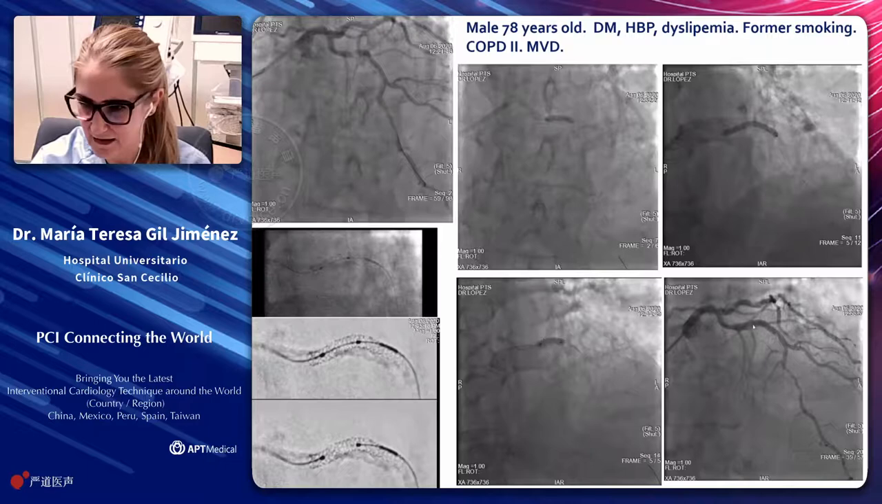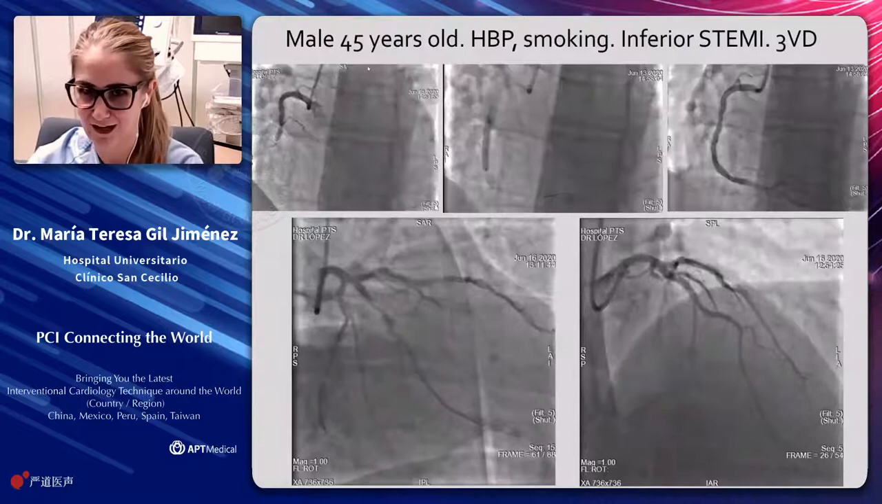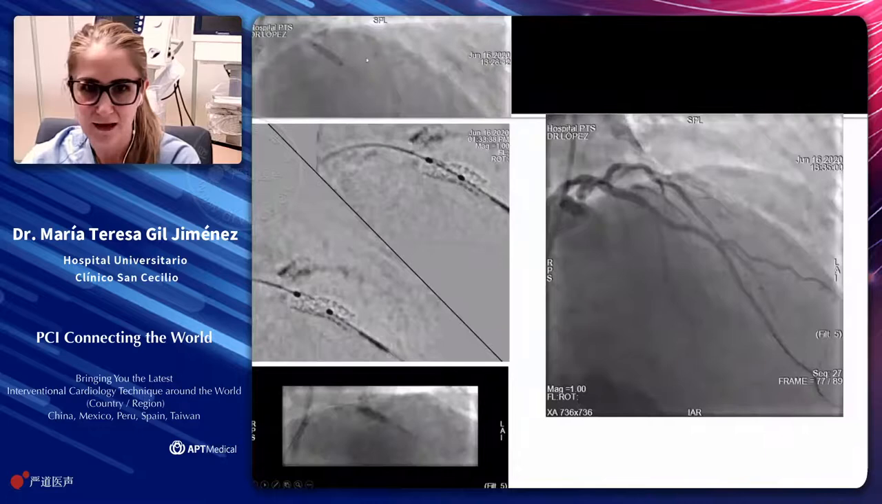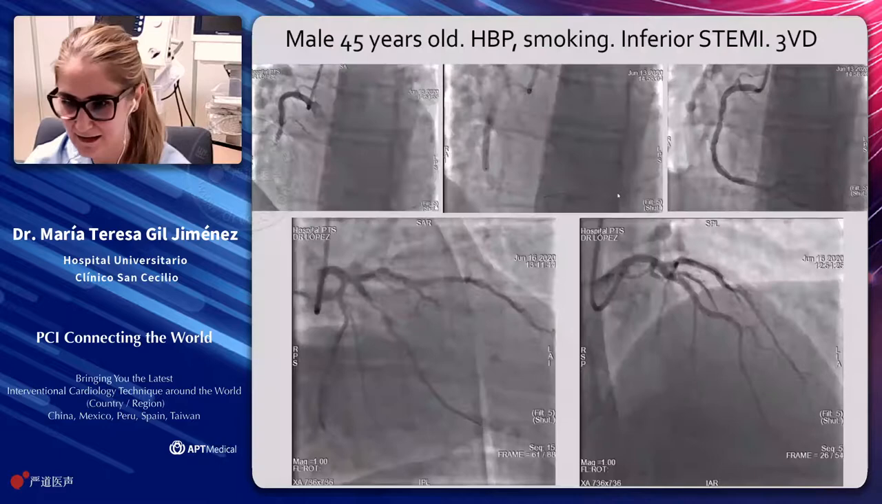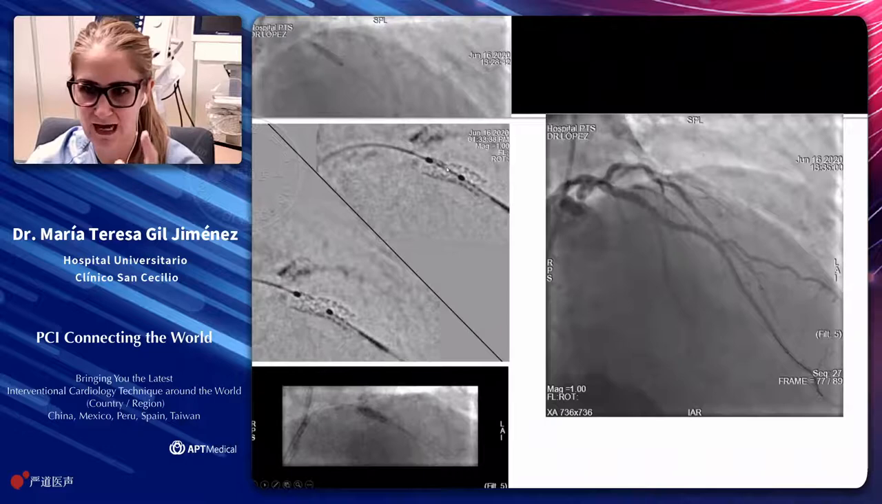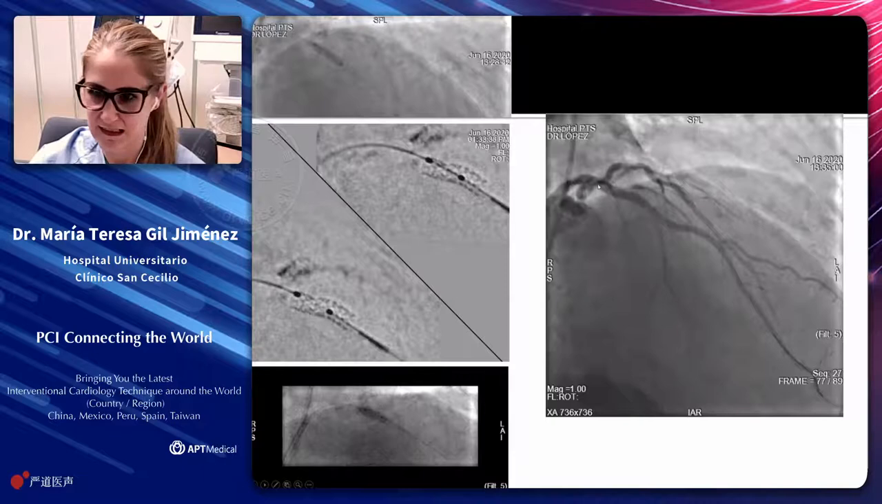And this is very similar: 48 years old, the right coronary artery in the acute STEMI and a severely calcified lesion in the proximal LAD. We needed to predilate this focal lesion, with several predilatations with different balloons. And after the stent deployment, we had this notch, but with a non-compliant balloon, this was the result.